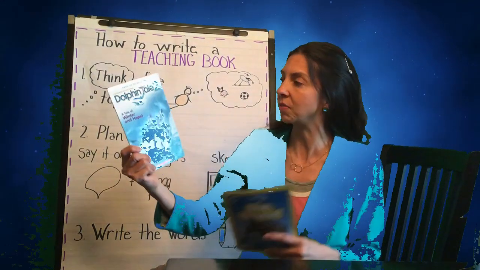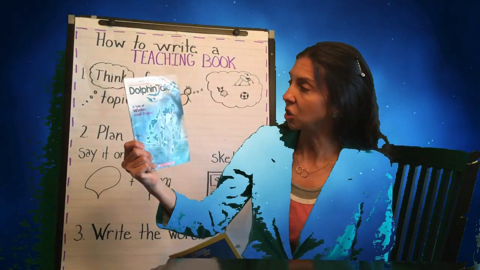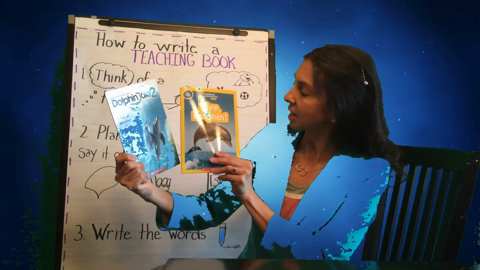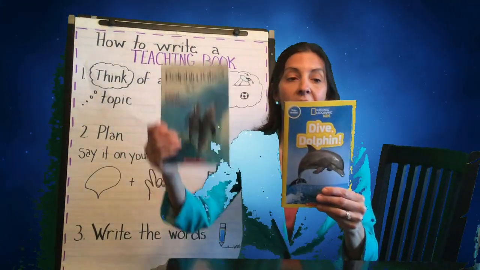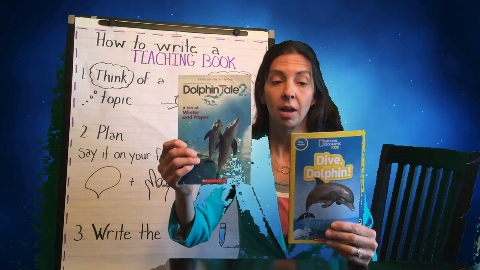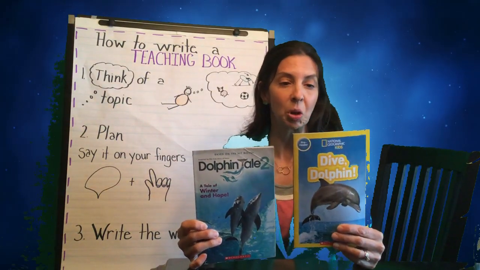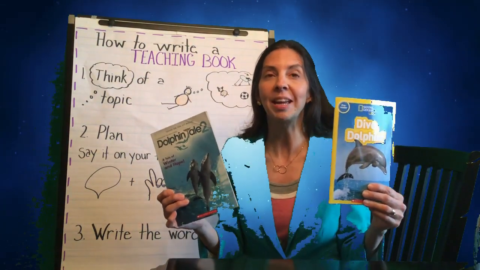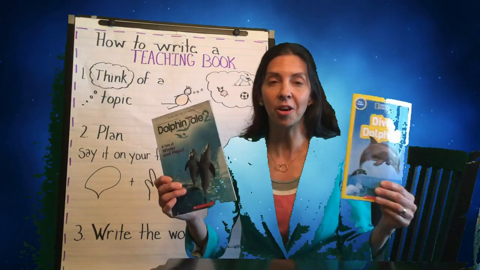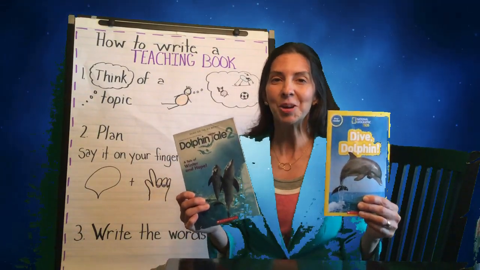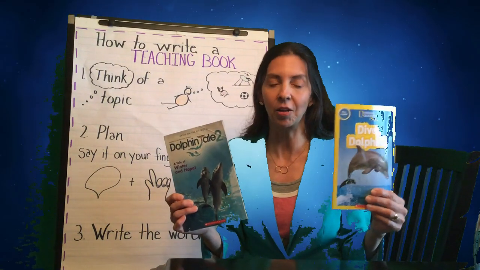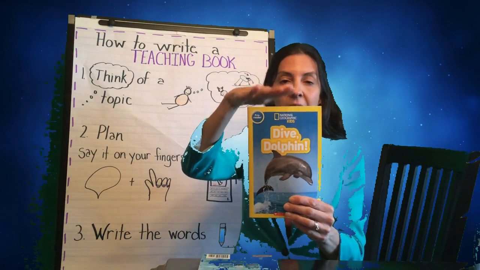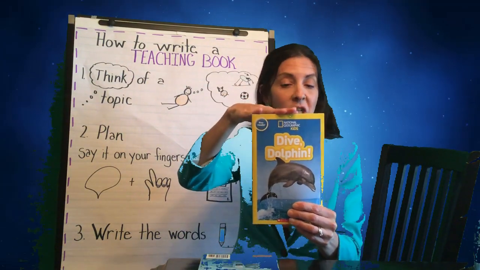I know that you have seen books that look like these, Dolphin Tale, and you have seen books that look like these. It's titled Dive Dolphin. This book right here is a story. This book right here is an informational book. They are very different. And earlier this year, we did the work of creating a Venn diagram to compare how they are different. So we won't go into great detail comparing the two, but know that we are going to be working on writing books like this, informational books.